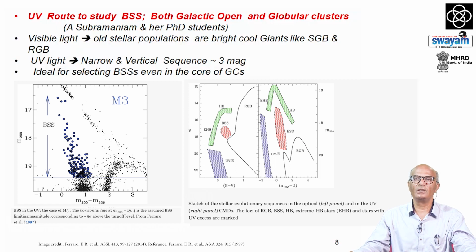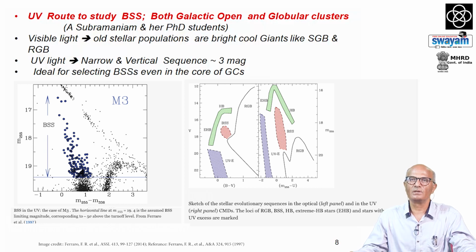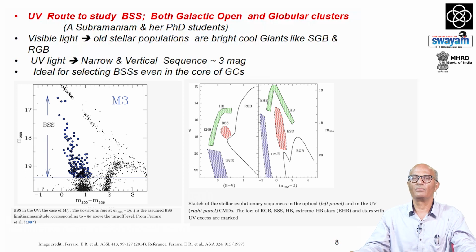So, if you see in this figure, this is an optical color magnitude diagram, V, the visual magnitude, versus B minus V color. And if you see, this is the main sequence, this is the location of blue stragglers, this is the red giant branch, this is the horizontal branch, this is the blue horizontal branch, and this is the white dwarf location.